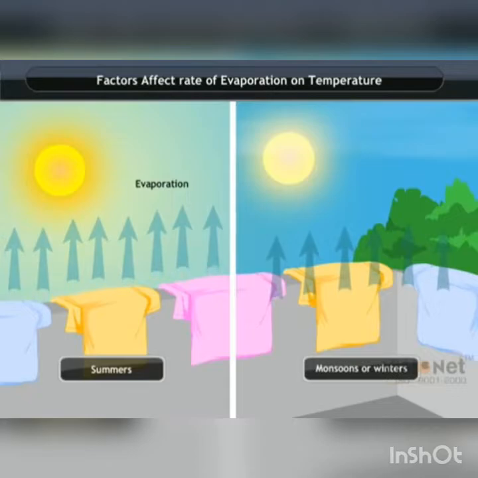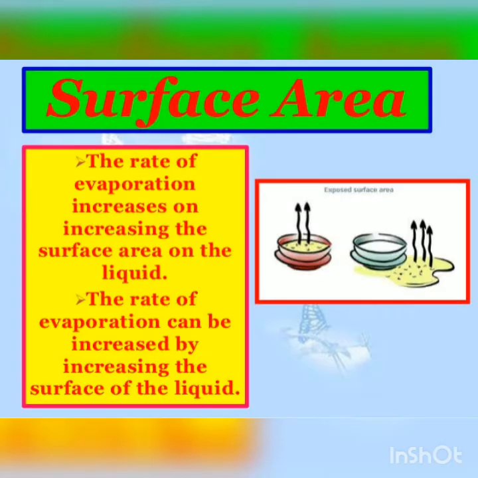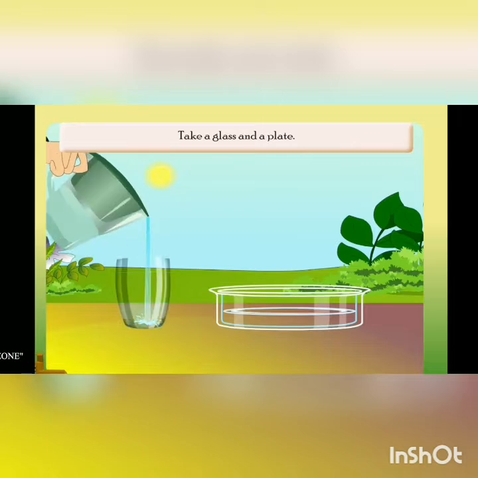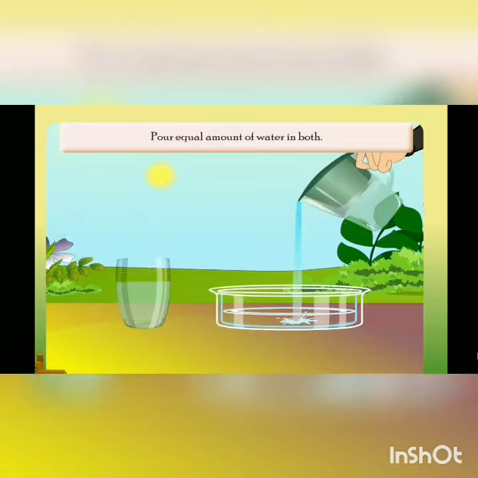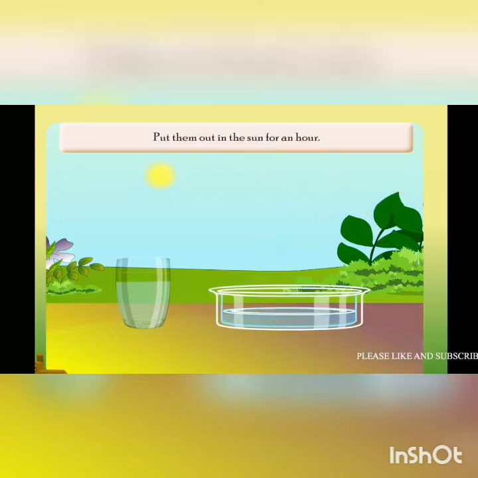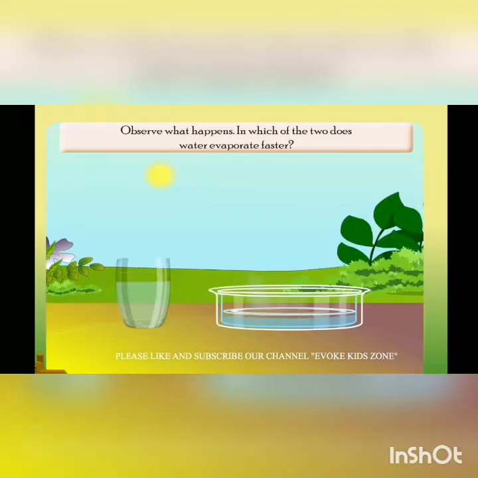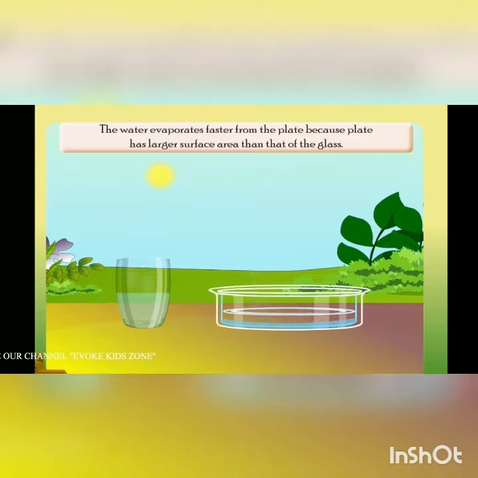The next factor we have is surface area. As the surface area increases, more molecules are available on the surface of the liquid to evaporate by taking heat energy from the surroundings. Let us see the effect of surface area on evaporation. Take a glass and a plate. Pour an equal amount of water in both. Put them out in the sun for an hour. Observe what happens. In which of the two does water evaporate faster? The water evaporates faster from the plate because the plate has a larger surface area than the glass.